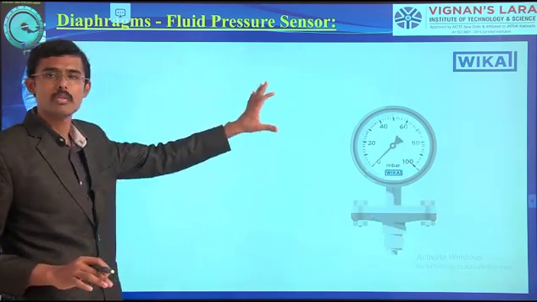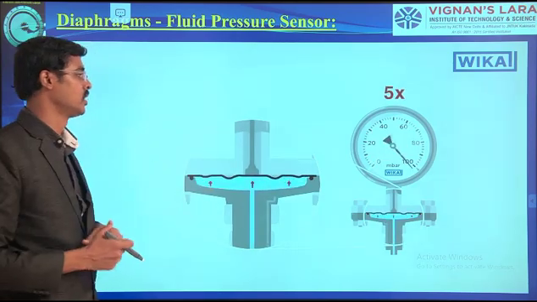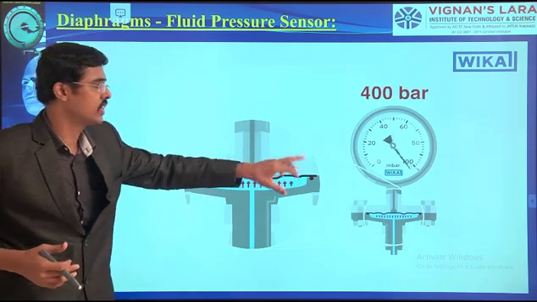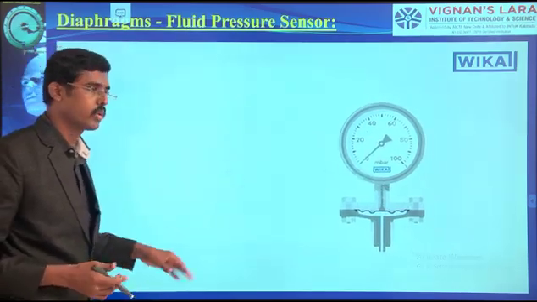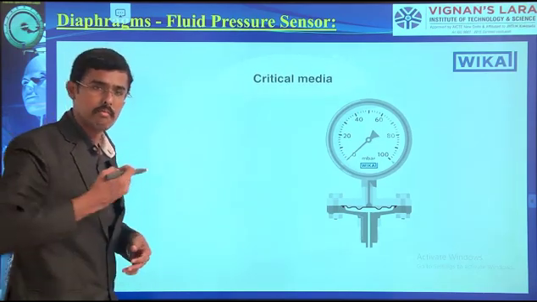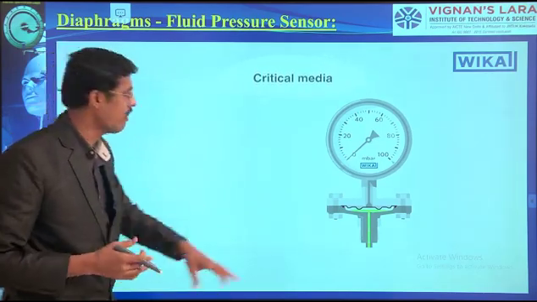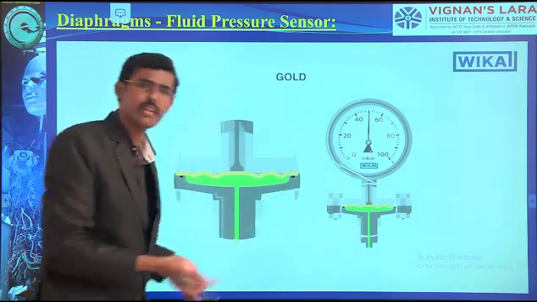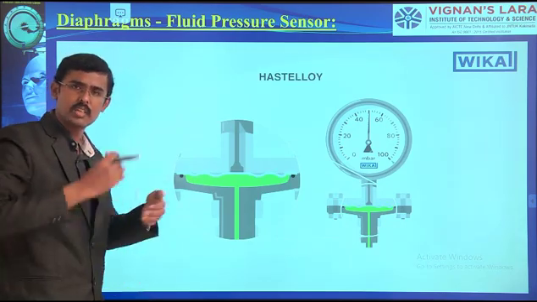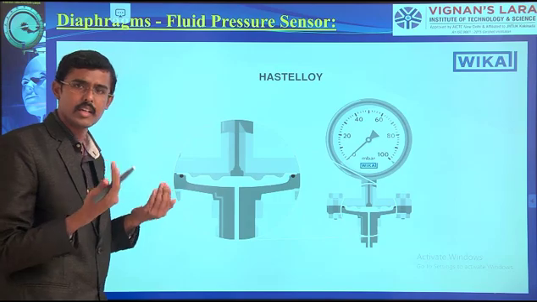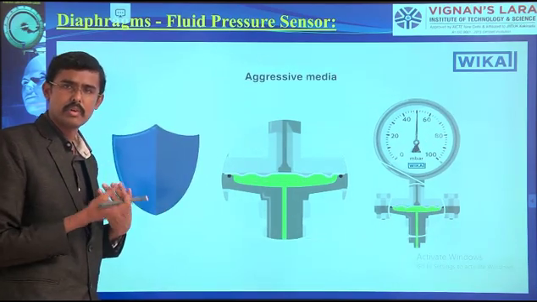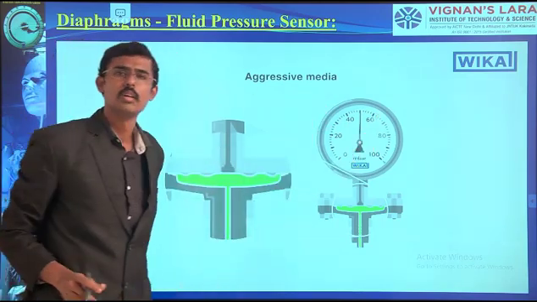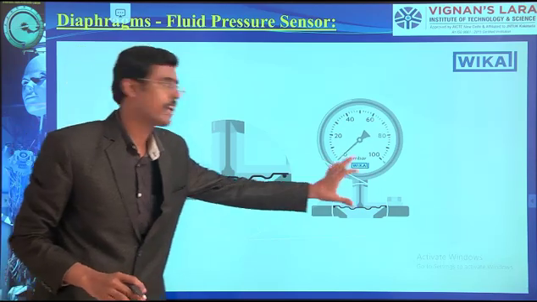And overload conditions can also be handled. When the overload exceeds multiple times, say 10 times, 40 bars, it shows. Therefore, we can use it for overload conditions, minimum low bars, or any critical media, whatever the fluid is, maybe water, maybe petrol, maybe a gas. The critical media is nothing but any fluids: water, oils, petrol, diesel, any media we can use there. So any aggressive media conditions we can handle with diaphragms.